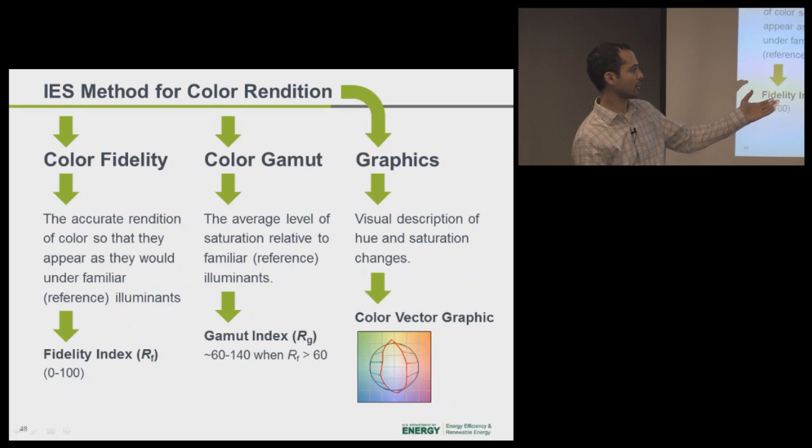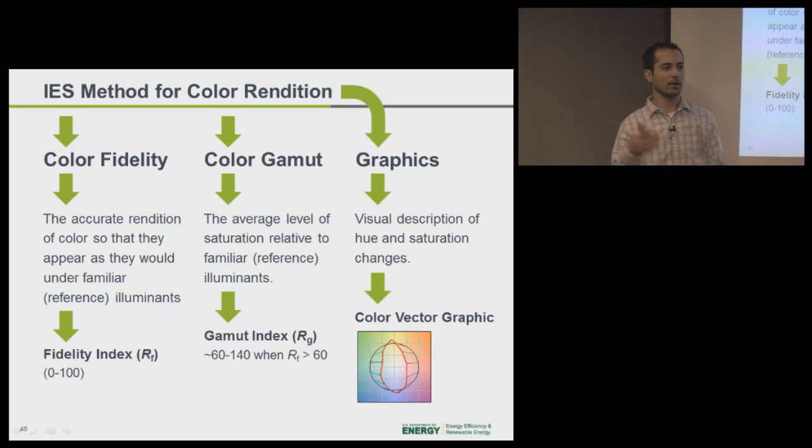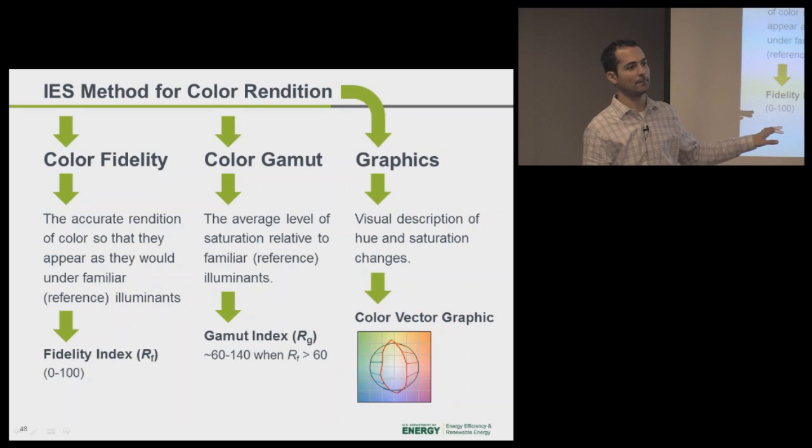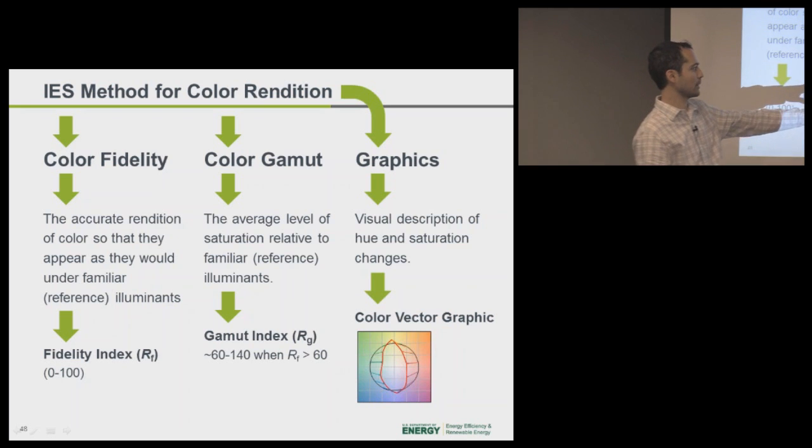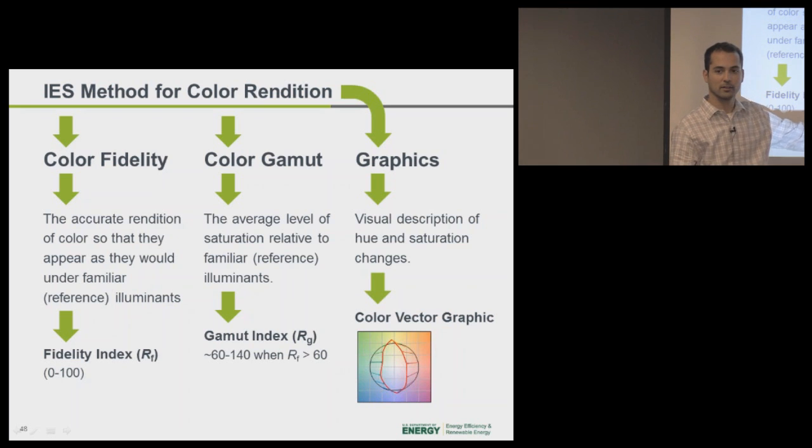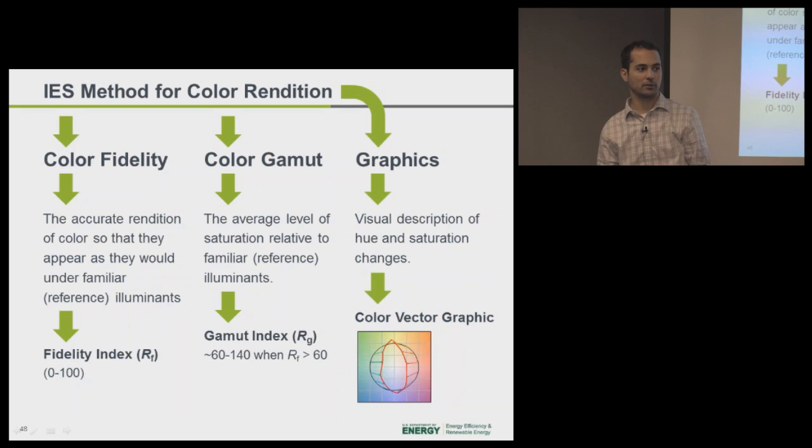Then you can supplement that with the color vector graphic to get more information about what's going on actually in the reds or blues or greens that these average numbers can't tell you. So you can look at that, as I mentioned, just visually, graphically. We can break that down into numbers if you're trying to write a spec.